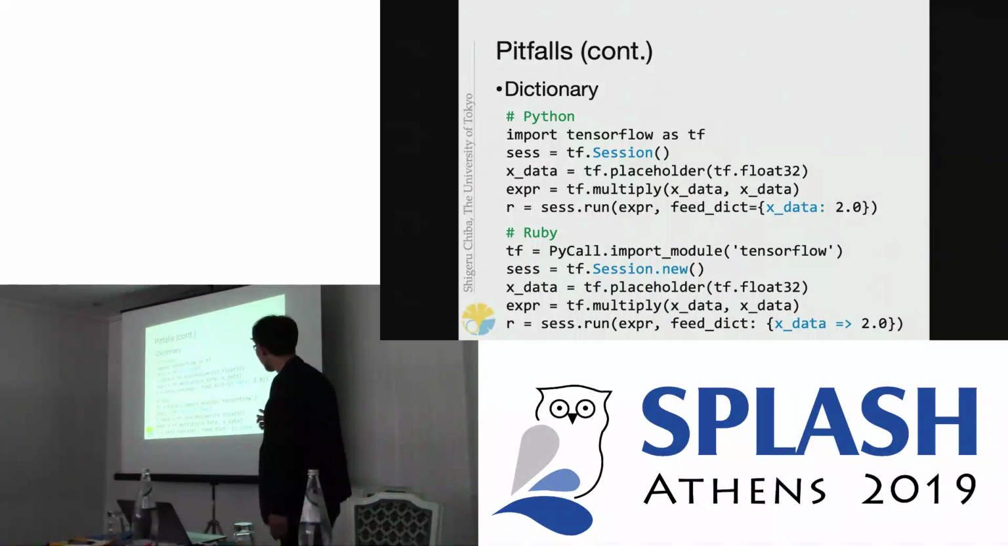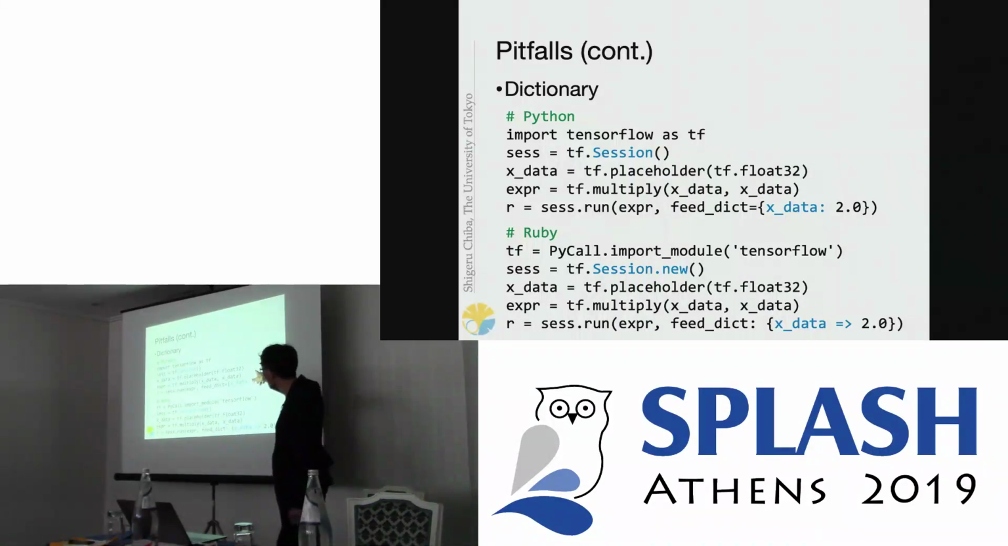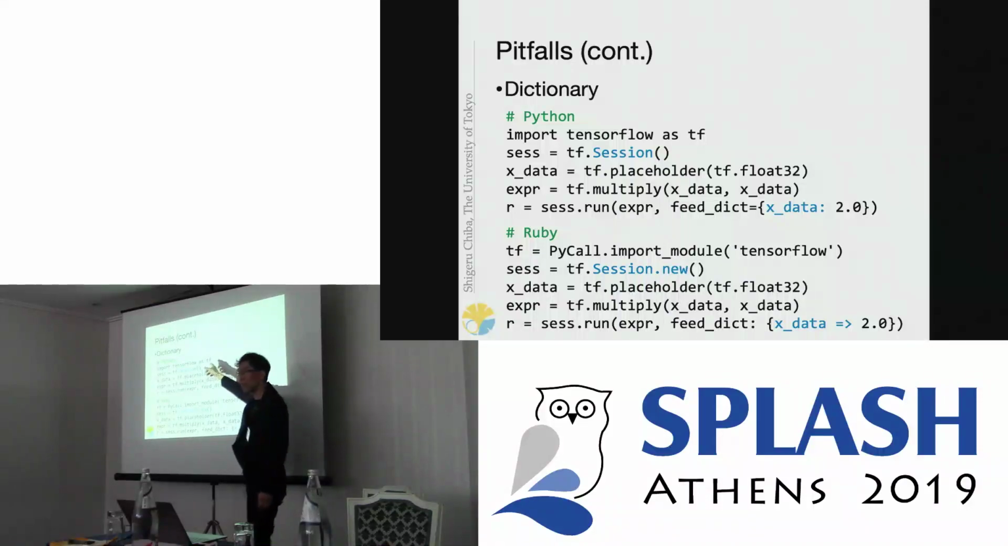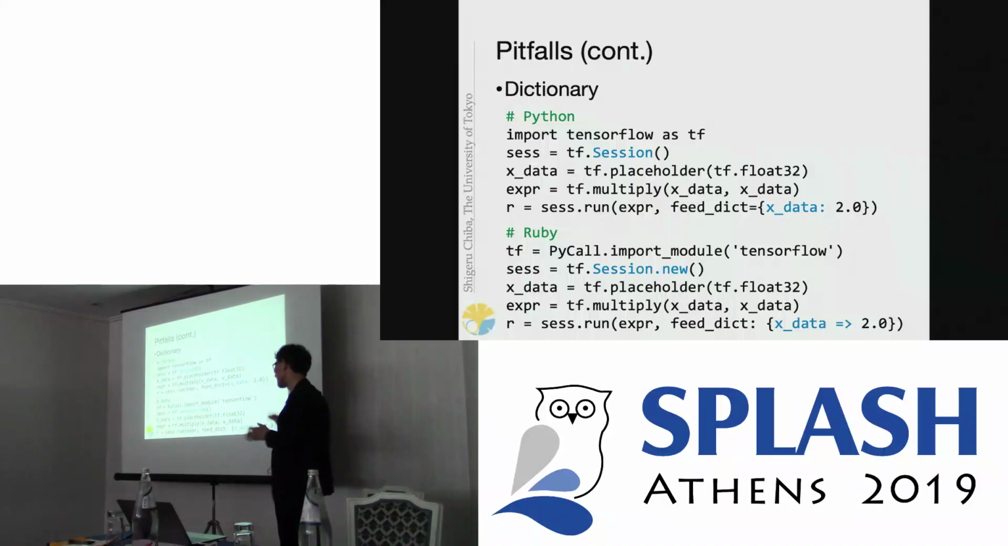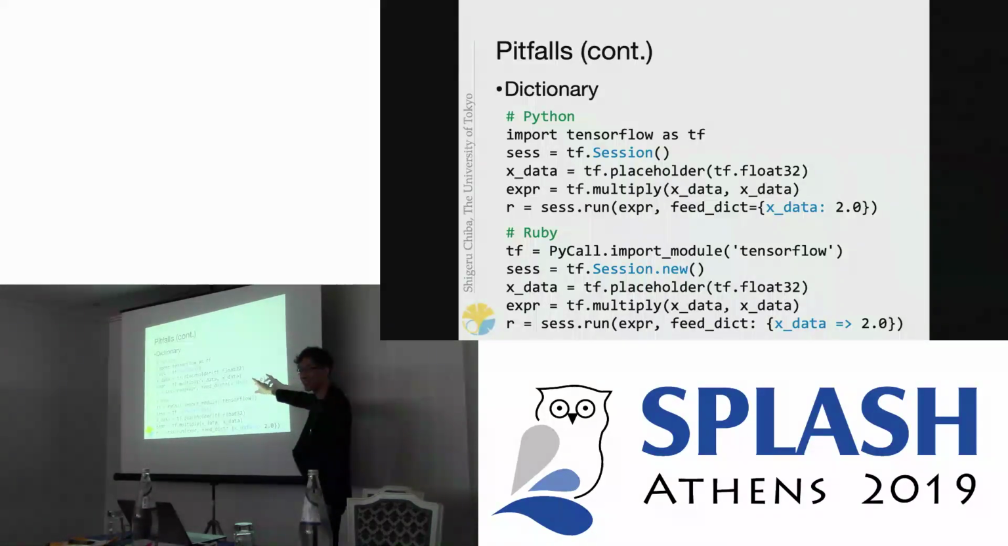This is the final one. Dictionary. This is a piece of code I took from a TensorFlow tutorial. TensorFlow, the biggest one is the big thing. Well, it's getting minor, but still important. So in Python, to make a dictionary, you have to say x_data colon 2.0. x_data refers to an object produced by a TensorFlow library. So it's a deep embedding.